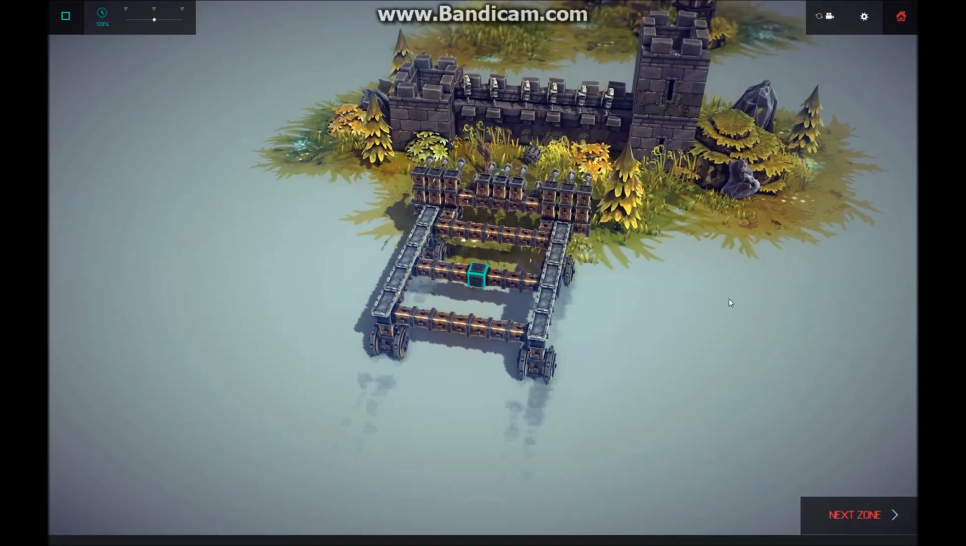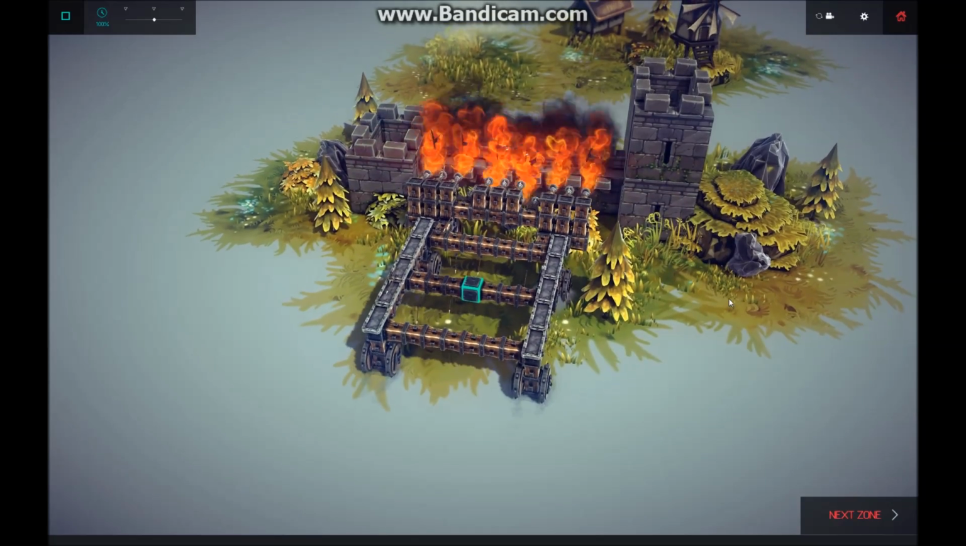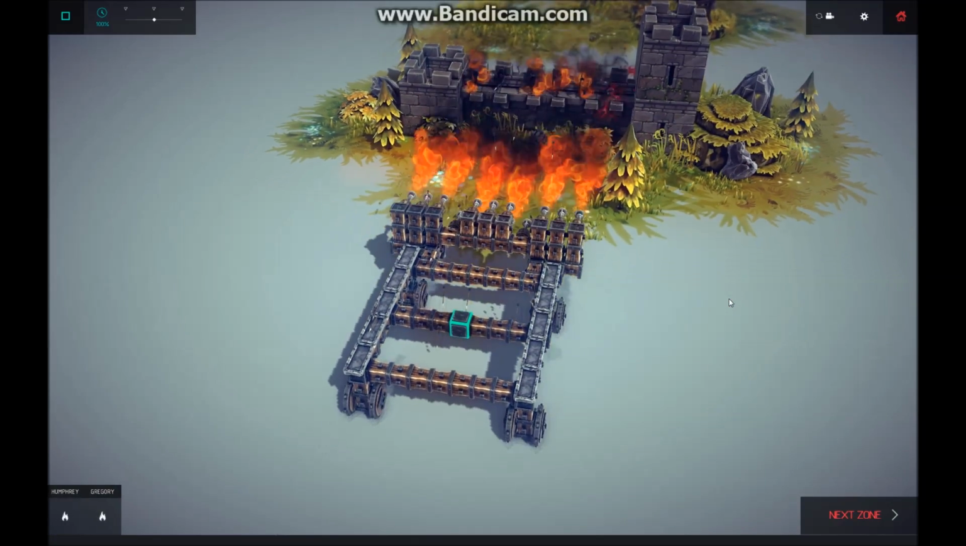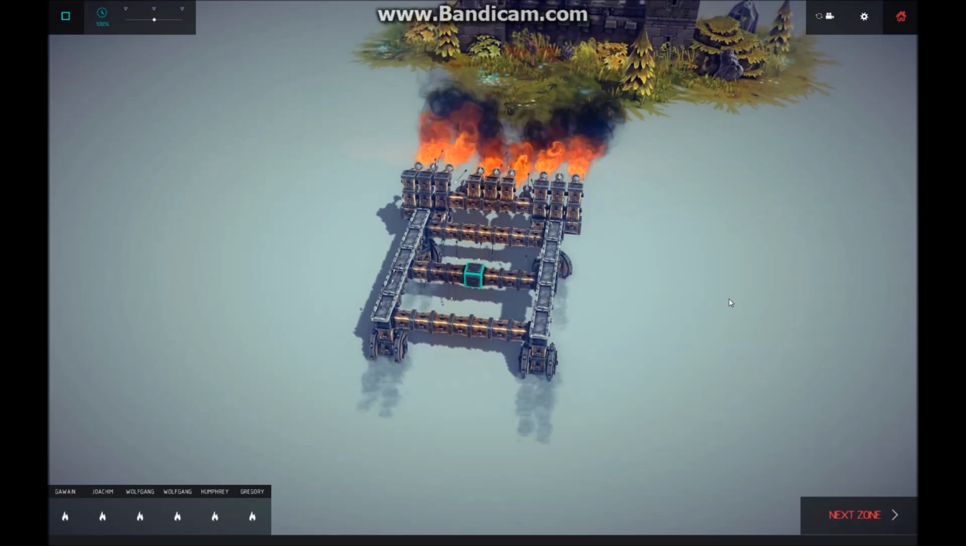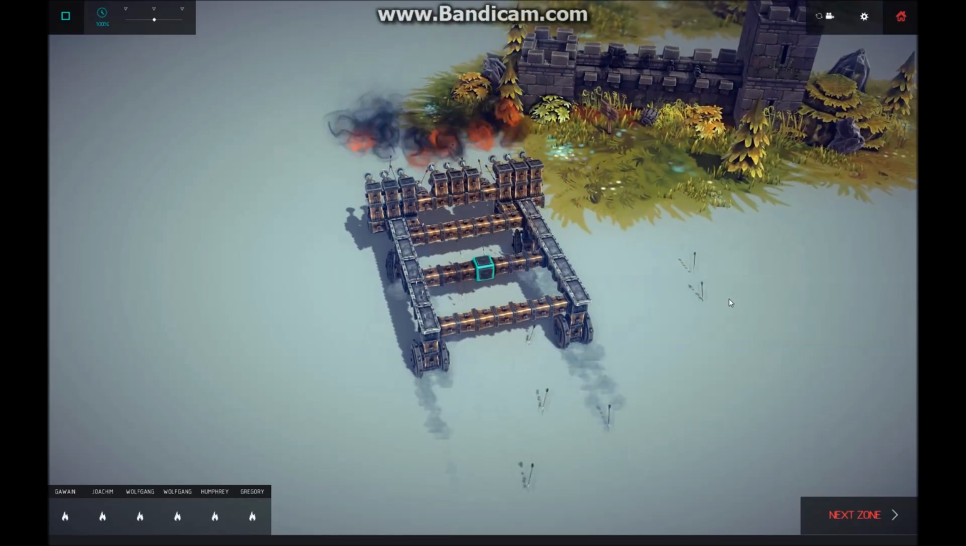Go up to the wall, flame the archers so they don't bother me while I'm running around during the rest of the mission. The flamers run for about 10 seconds.